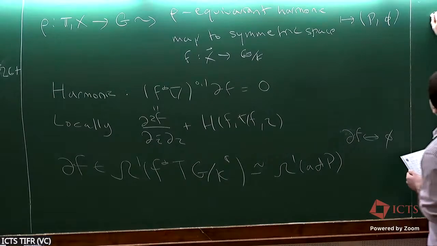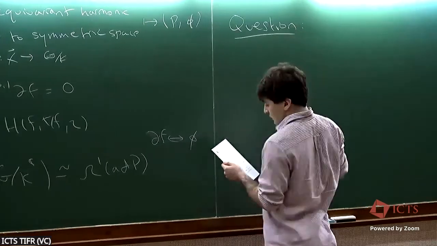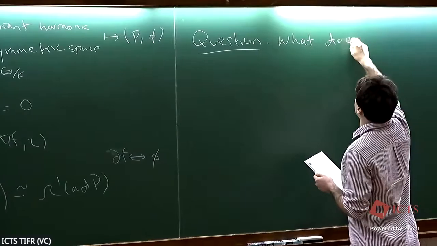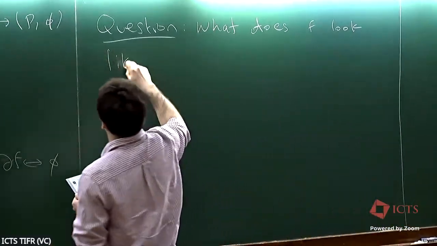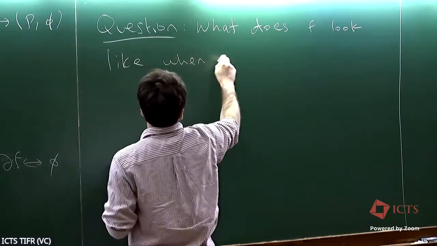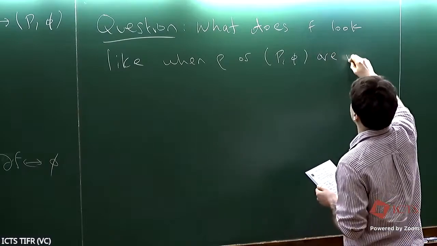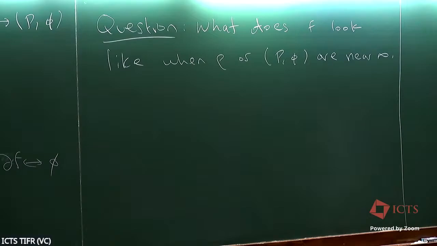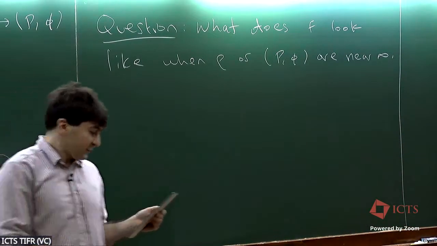And the question that I want to address in this talk is, what does F look like when rho, the representation, or P phi are near infinity or large? So what do they look like when you kind of go to infinity in the moduli spaces?